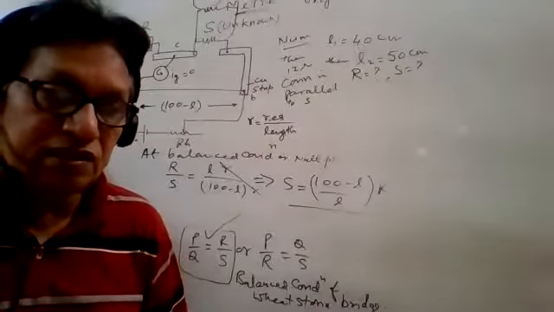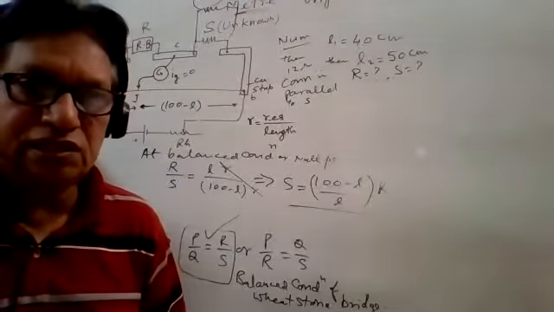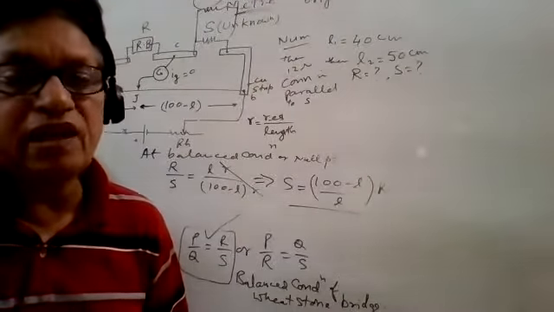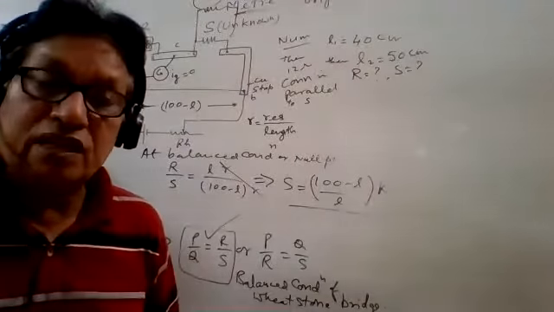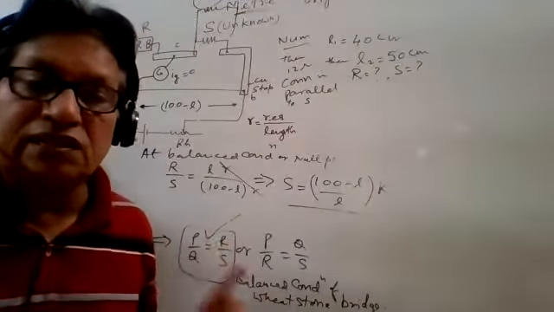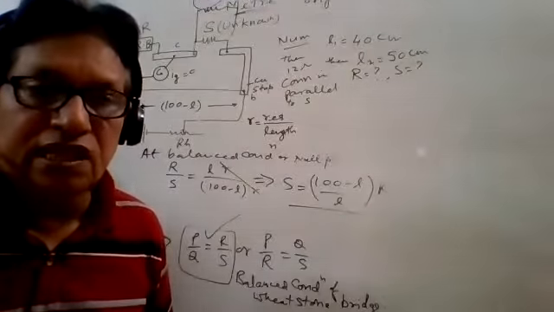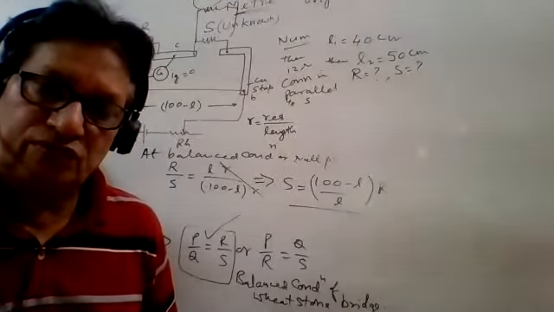From this question, one can easily understand. Initially, balance length is given 40 centimeter. Now it is 50 centimeter. It means from the left hand, 10 centimeter it is shifted towards right. You got it?